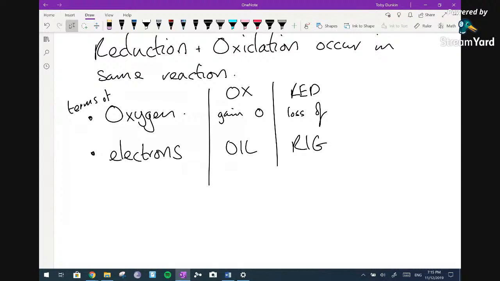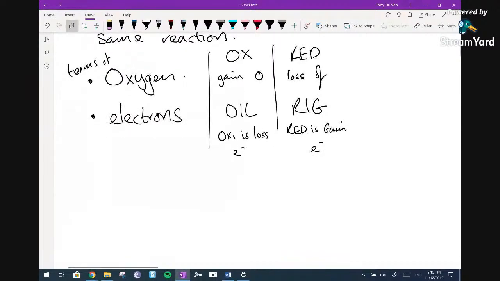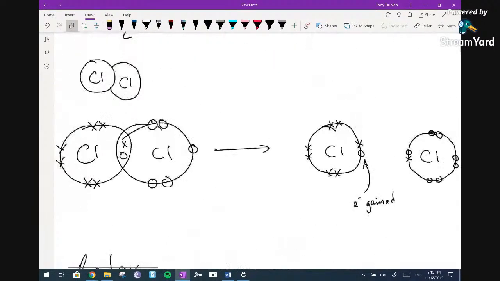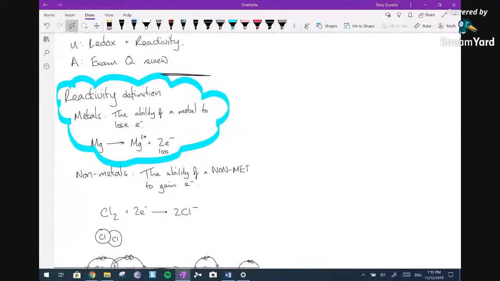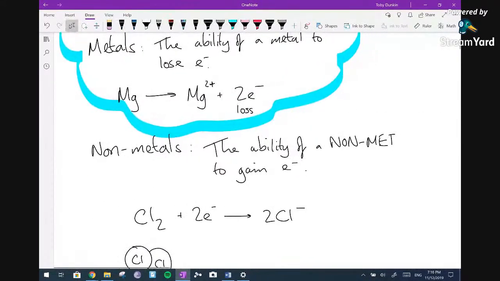acronym to latch onto. Oxidation, OIL, is loss of electrons, and reduction is the gain of electrons. This is a really useful thing, and then we can link it to our equations. So if I go up to these equations up here, what we now realize is that the metals are losing. So metals tend to go through oxidation.